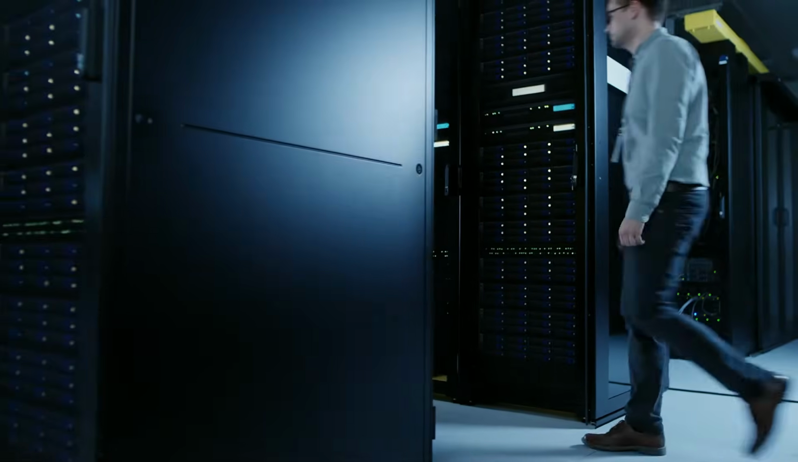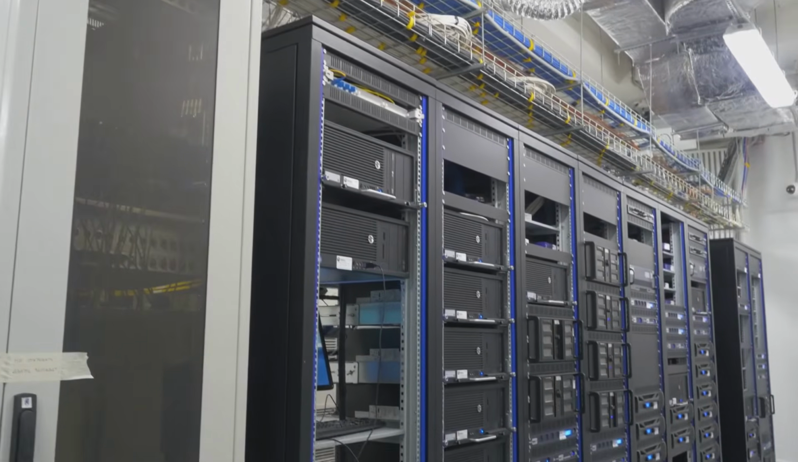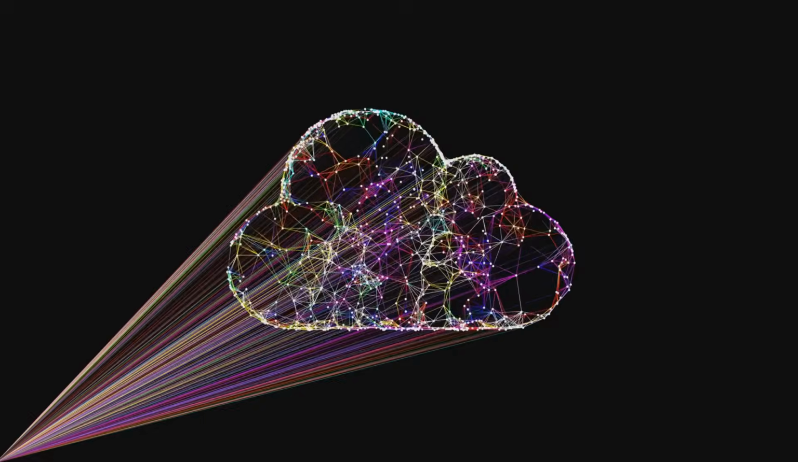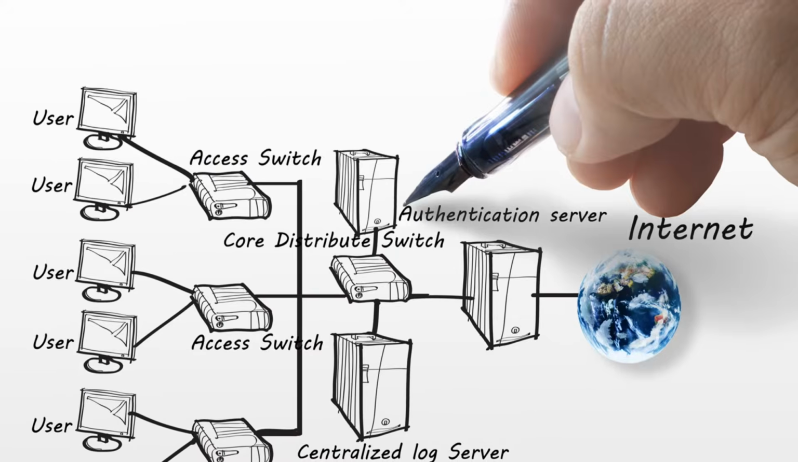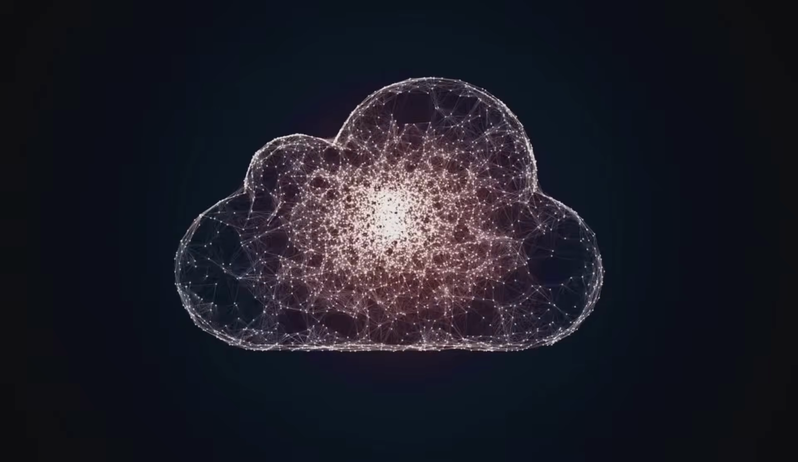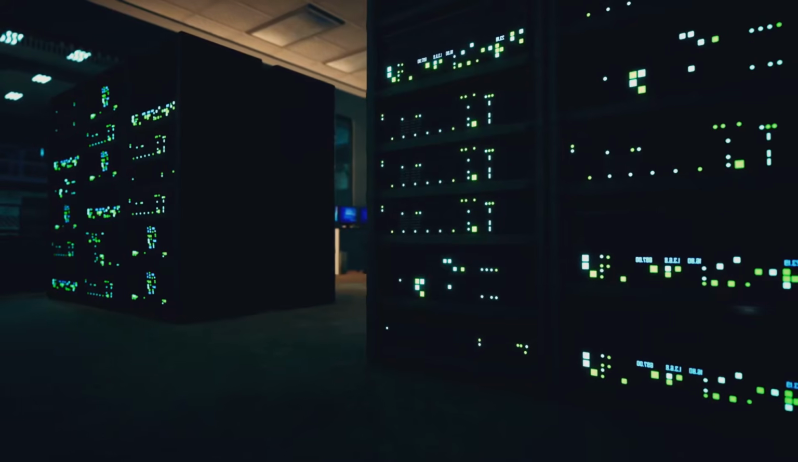Design for high availability by deploying across multiple availability zones. If one fails, your app stays online. Use Amazon VPC to create a secure, isolated network for your resources, with public subnets for web servers and private ones for databases. Automate infrastructure with AWS CloudFormation. Define your setup in a template, and AWS builds it for you, repeatable and error-free.